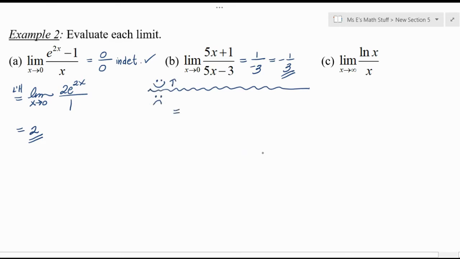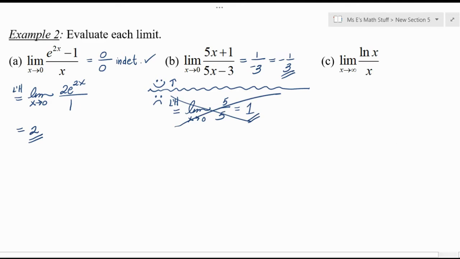Anyway, so if you did erroneously apply L'Hopital's rule, you would think that the answer would be 1, right? So don't do that. Anyway, so there's an example to show why it's so important to check and make sure you have it in indeterminate form before you apply L'Hopital's rule.